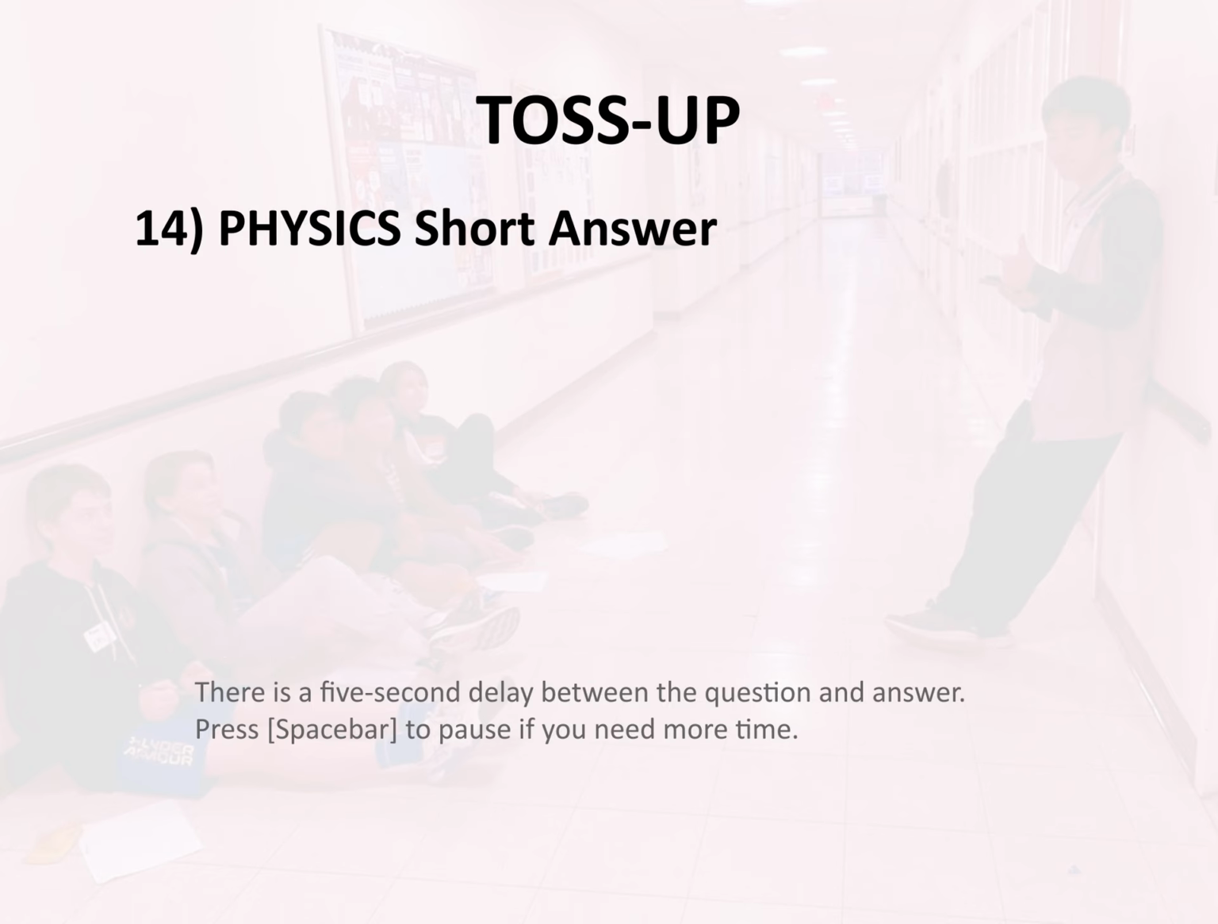Toss-up 14. Physics. Short answer. A truck moving at 50 meters per second begins to brake, which applies a constant force of 1,000 newtons to the truck. The truck rolls 20 meters before stopping. In joules, what is the initial kinetic energy of the truck?